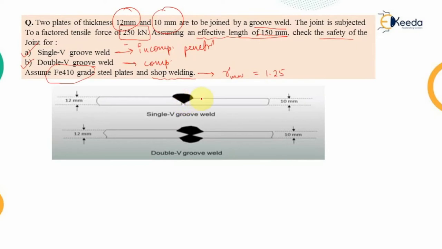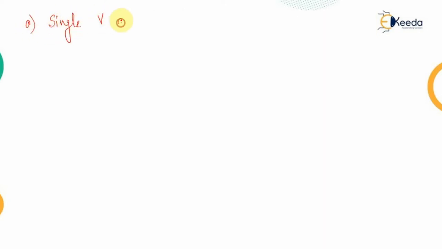That means it is not penetrating the full thickness of the thinner plate. While in case of the double V groove weld, this is penetrating the complete thickness. That's why that is an example of the complete penetration. Now, one by one, we will check the safety for both the joints. So, for the first joint, that is the single V groove weld. Now, first of all, we need to find out the effective throat thickness.